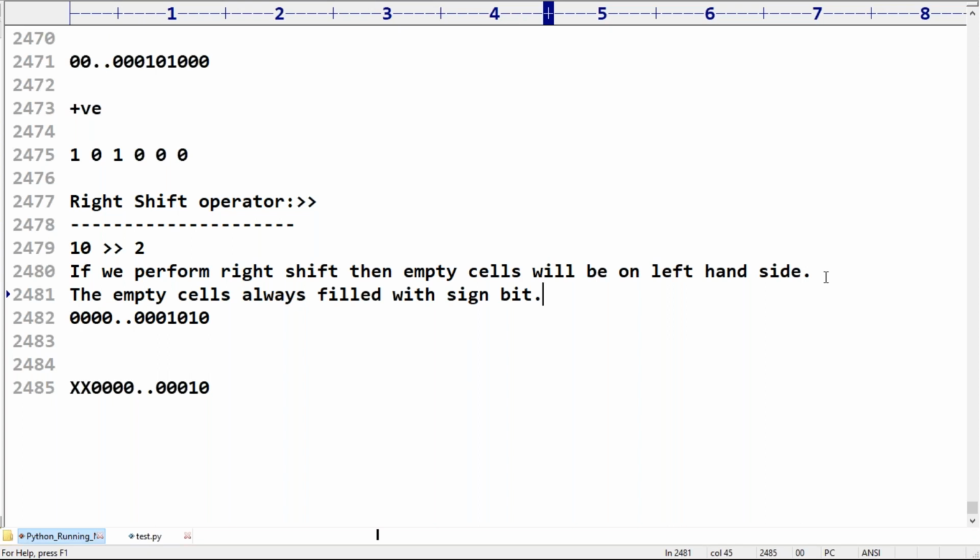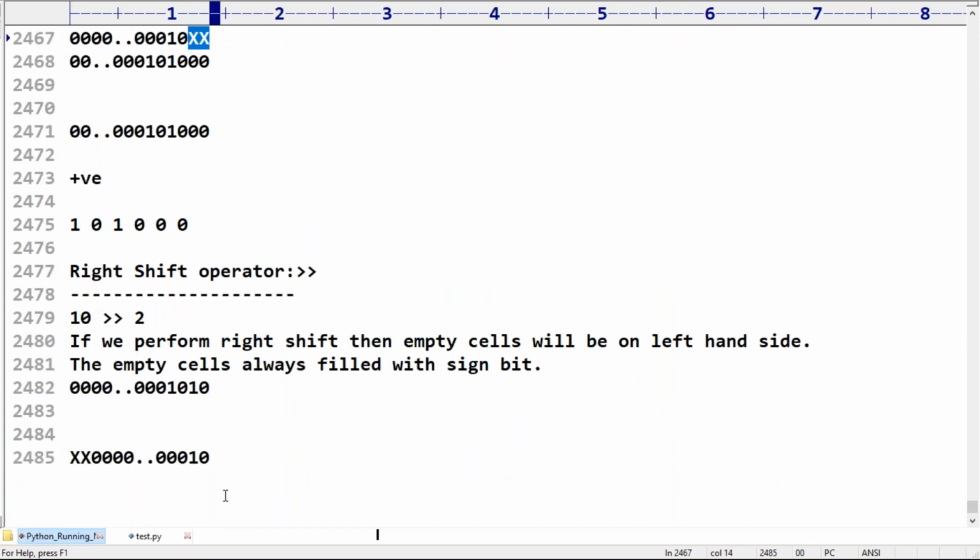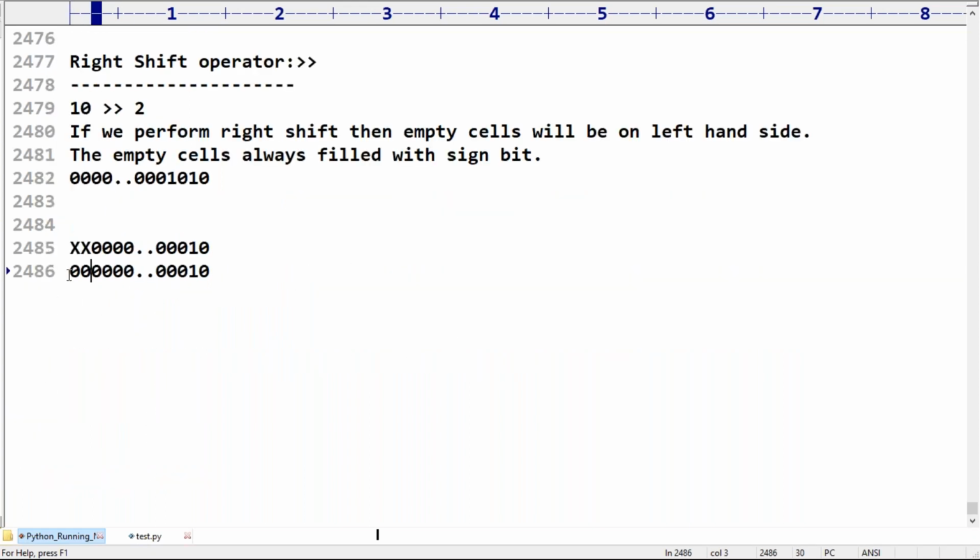What is the reason for that? The right shift operator, if it's the left shift, is always filled with 0. But if it's the right shift, it is always filled with the sign bit. Is it a positive number or a negative number? Positive number. Positive number sign bit means 0, 0, 0. Now filled with the 0, 0. Observe carefully about this one. What is the answer, sir?